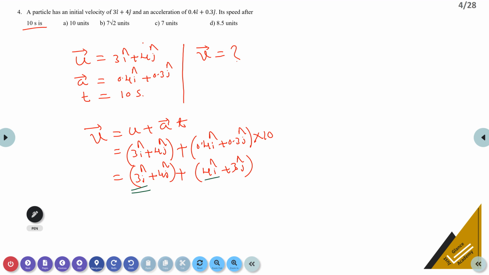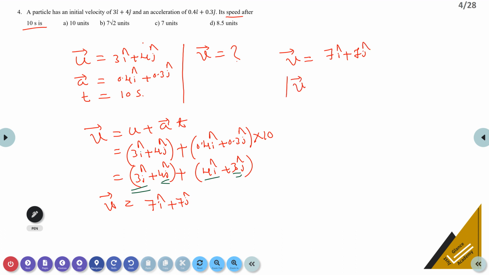This becomes 3 plus 4, that is v bar equal to 7i cap. Next, you add the j component. This component and this component you add. It becomes plus 7j. But he is asking its speed. That means magnitude is asked. Here, velocity vector equal to 7 i cap plus 7 j cap.